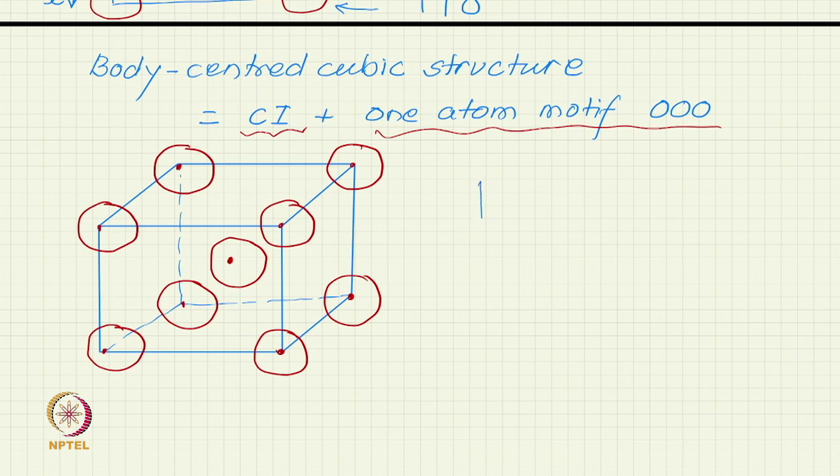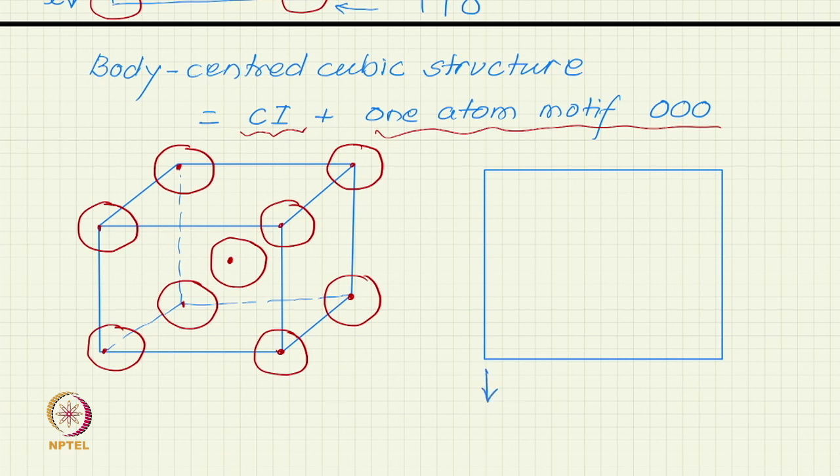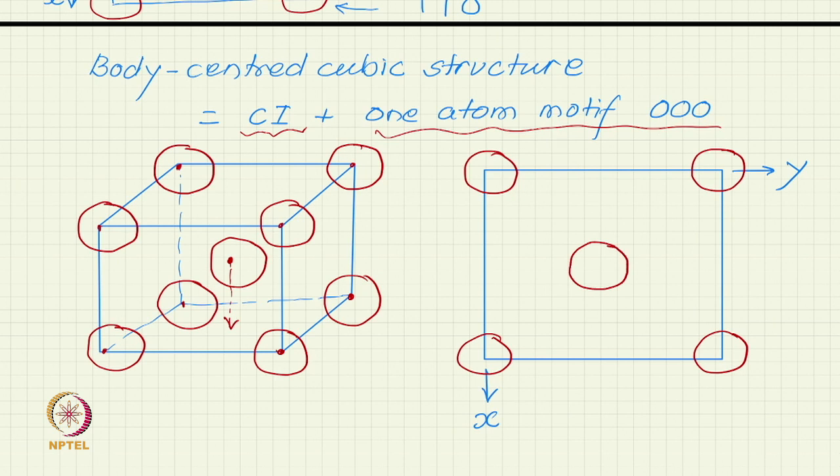Now, if you draw the projection of this again on the basal plane or the 0 1 plane, then like for the simple cubic, you will have 4 corner atoms, which as we have seen represent the entire infinite row of atoms at integer spacing. But this central one, the I centered, the body center one, will now project right in the center of the cube, center of this square. So, you will have one atom in the center also.